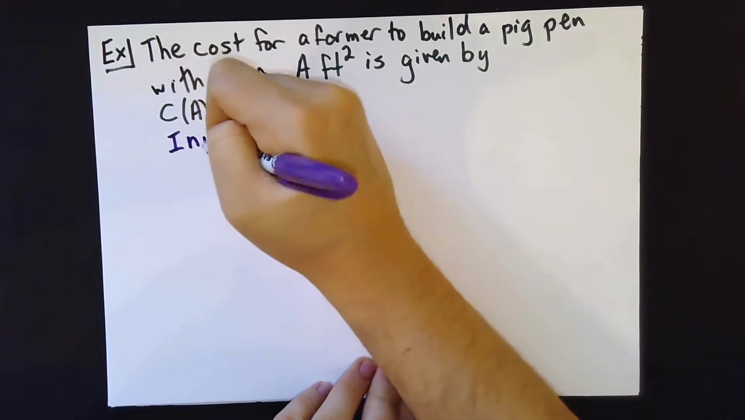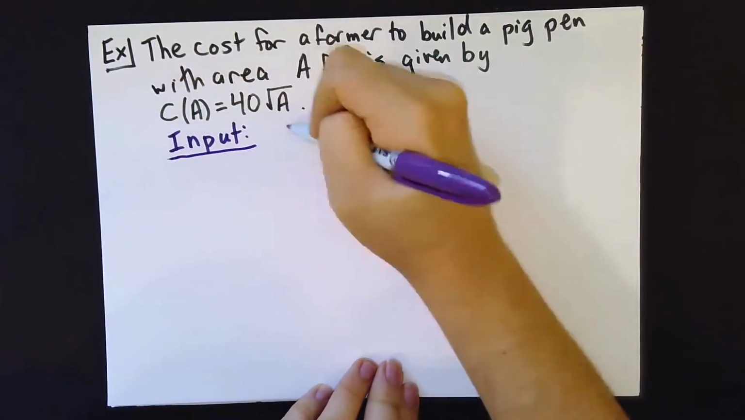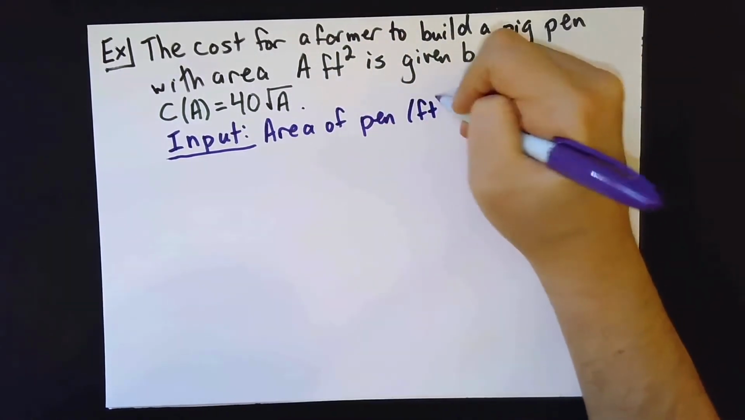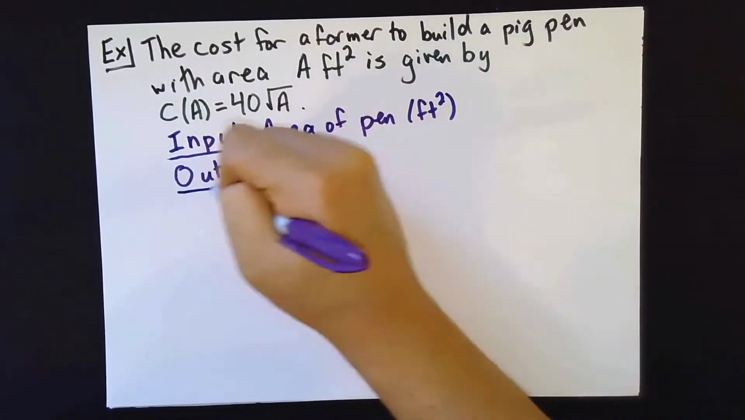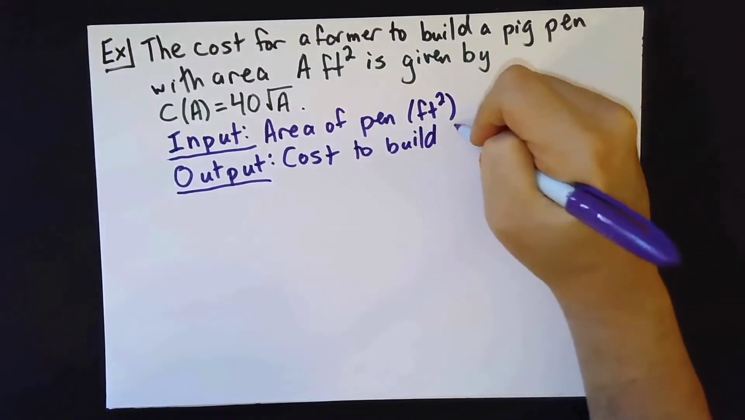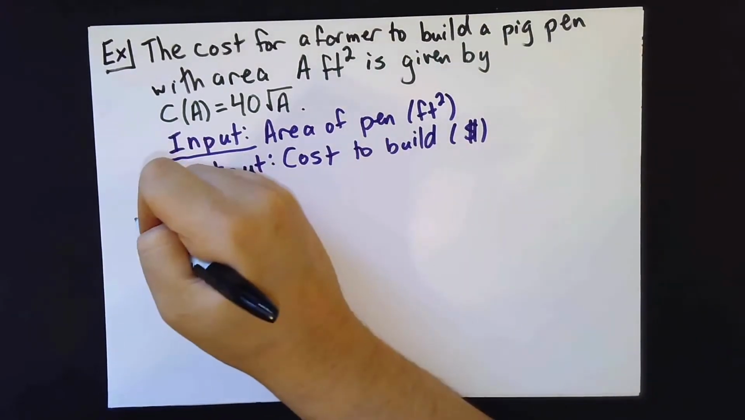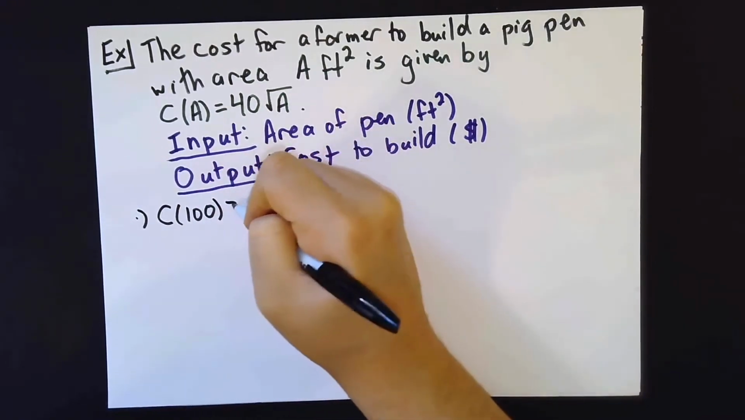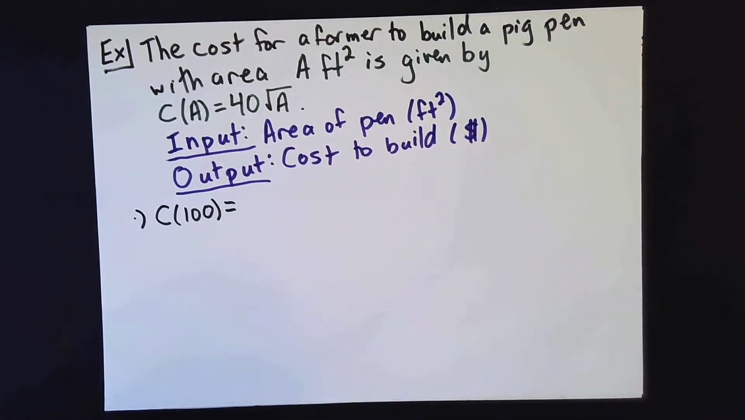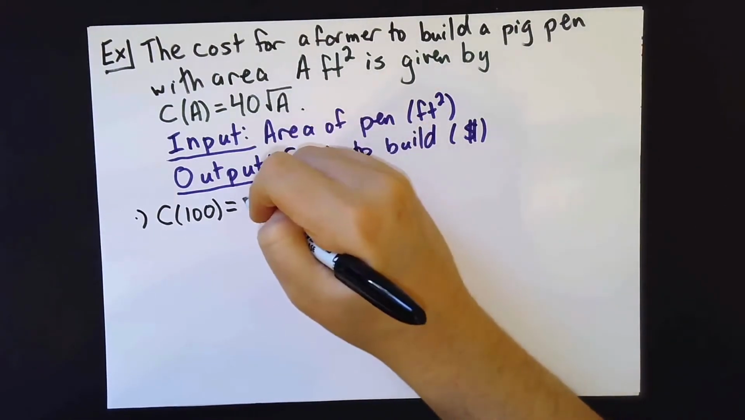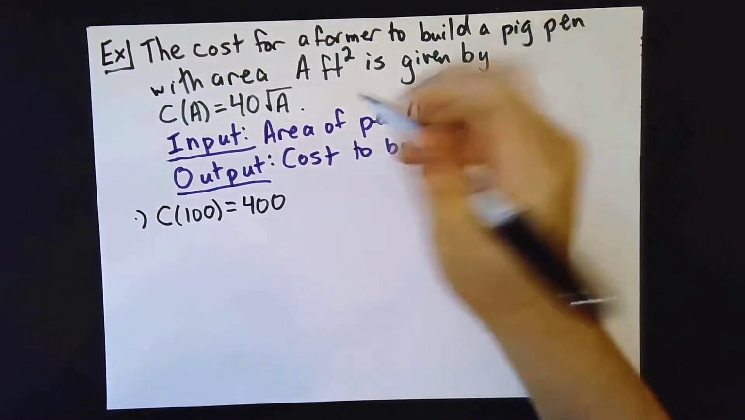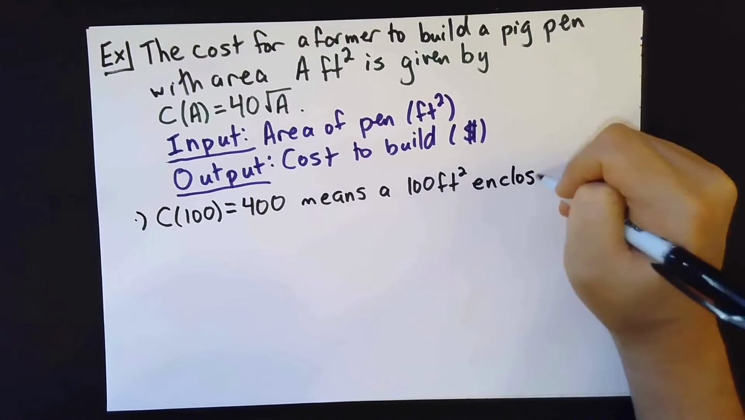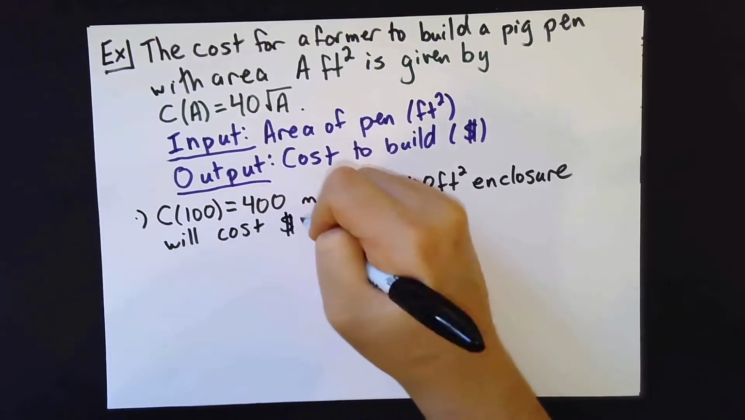So here we have a function where the input is the area of the pen that the farmer wants to build, and that's in feet squared. And the output is the cost to build it in dollars. So let's just start, just to get a feel for how this function works, let's think about c of 100. This would be 40 times the square root of 100, which would be 400. And what this is telling me is that a 100 square foot enclosure will cost $400.